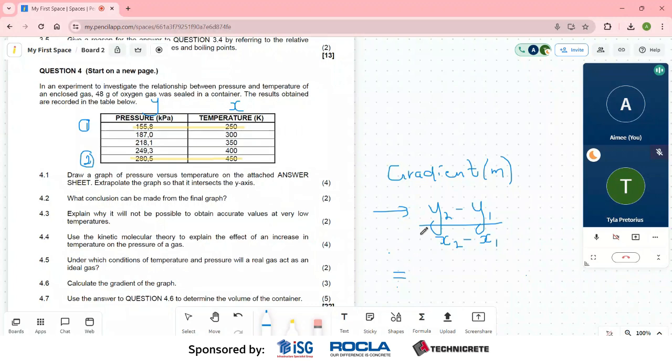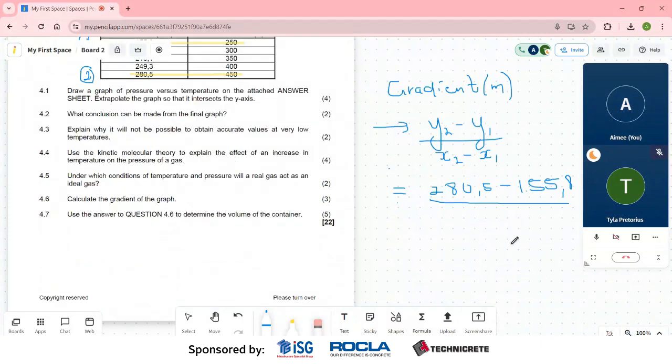So let's say these are my y values. So I have to say y2 minus y1. So I say 280.5, because this is my y2 value, minus my y1 value, which is 155.8, over my x2 value, which is 450, and my x1 value, which is 250.